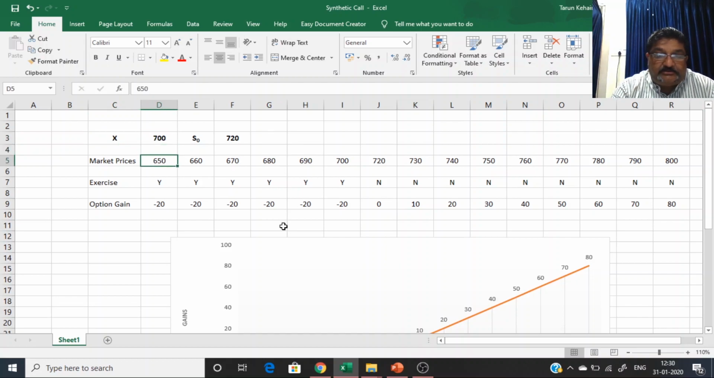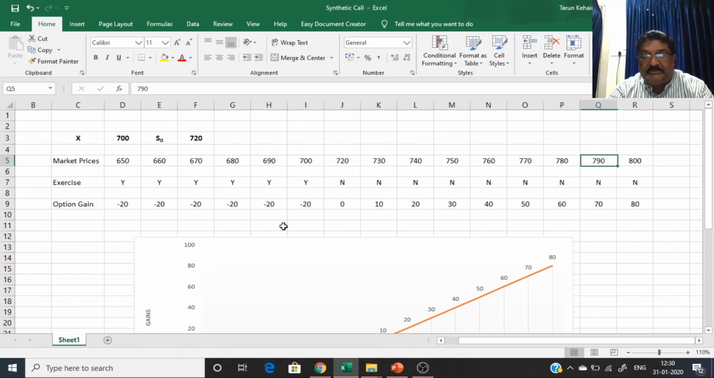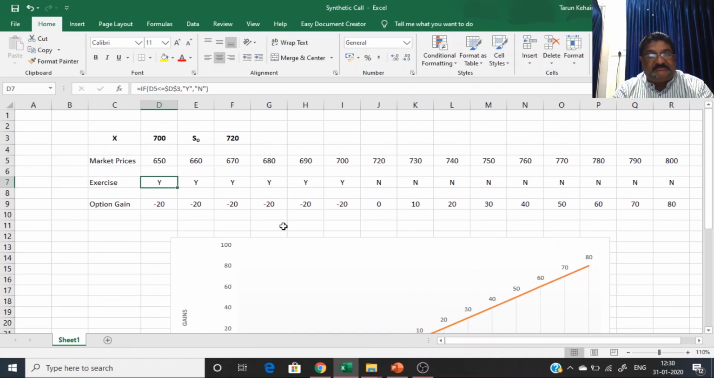Now let us examine various scenarios. What I have drawn for you: what if, on the maturity or expiry of the option, or on the date when the option can be exercised, these are the possible market prices which can prevail: 650, 660, 670, right up to 800. Will he exercise the option, yes or no? Very simply put, as long as the price in the market is less than the exercise price, he is going to exercise the option. Very clear, because he is going to get a higher price of 700.